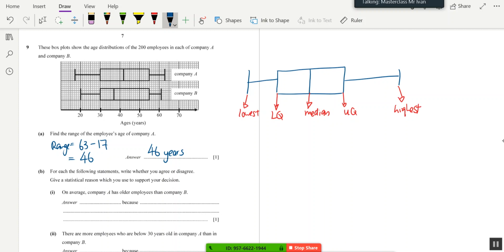Which company has an older employee, Megan? Company A or company B? A. Why? Median is higher. Yes, because the median age of employees in company A is higher than company B. Okay? There are more employees who are below 30 years old in company A than company B.